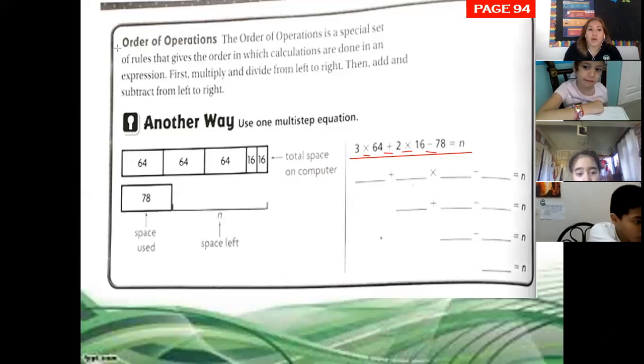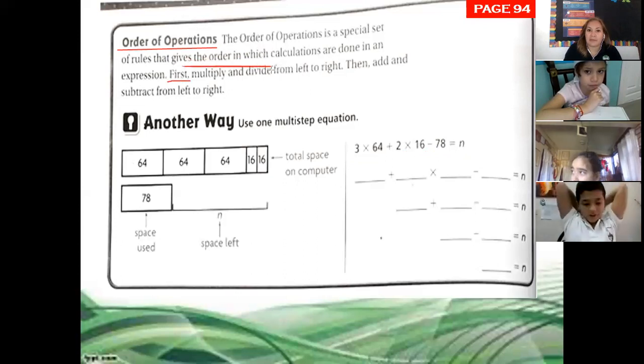So the order of operation tells you what you have to do first. It doesn't mean that you're going to begin right here. No, you need to follow a special order. What's the order we have to follow? First, multiply and divide. Multiply and divide. But probably you're going to say, but do I multiply first or divide first?